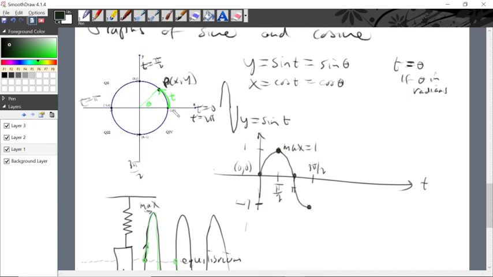And then as t goes to 2 pi, the y-coordinate is returning back to 0 again, back to equilibrium. So t is equal to 2 pi. The y value for the terminal point is 0. Here's our wave. This is for one complete cycle.